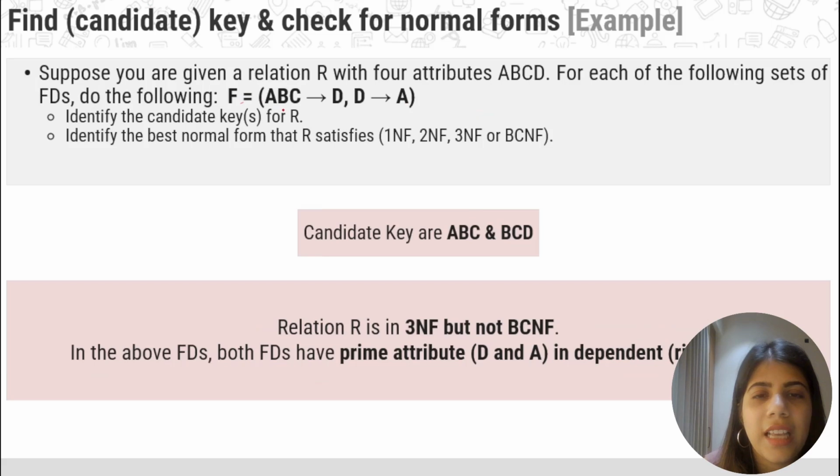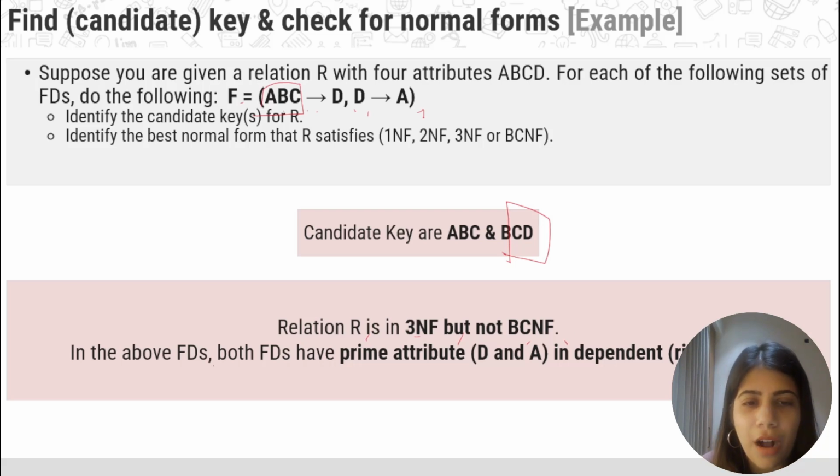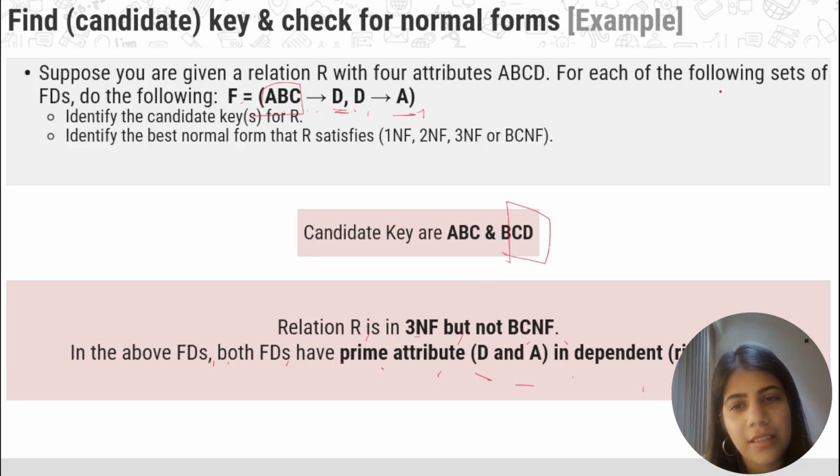Functional dependencies: A, B, C can determine D and D can determine A. We need to identify the candidate key. What will be the candidate key? A, B, C and B, C, D. How? Relation R is in 3NF but not in BCNF. In the above functional dependencies, both have a prime attribute, which is D and A, on the dependent right side.